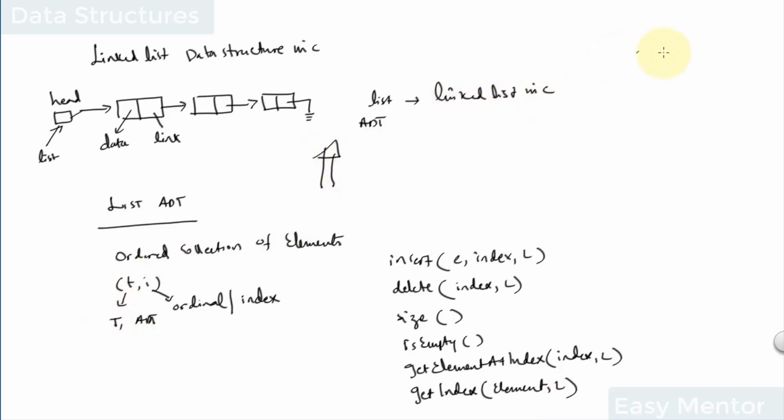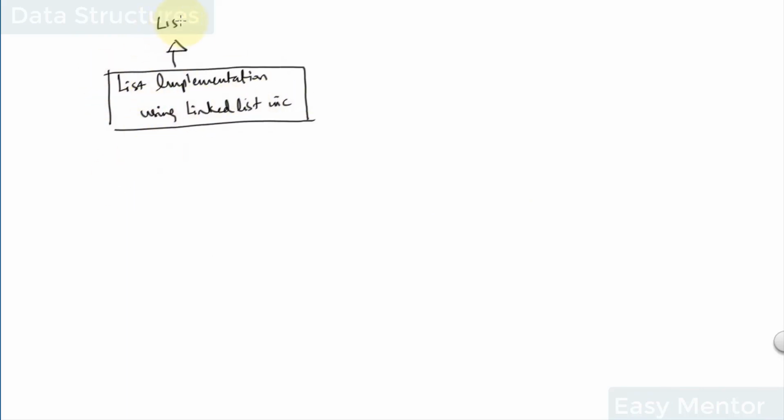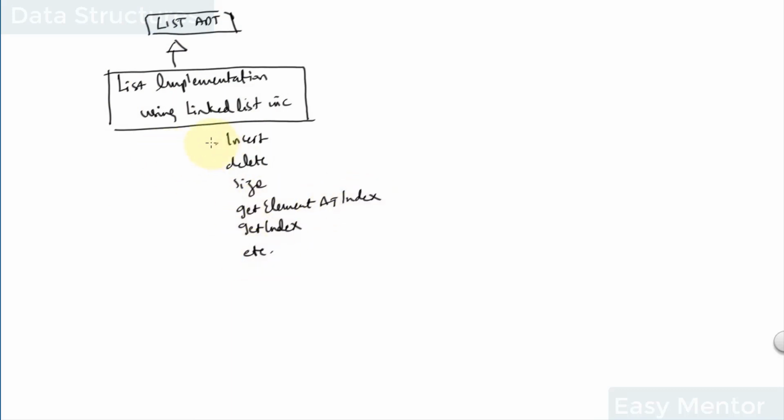So now what we're going to do in this video is implement the stack ADT using linked lists in C. To do that, I'm going to implement stack on top of the implementation of the list ADT using linked list. We had already implemented list using linked list in C. This implementation was for the list abstract data type. It implemented functions like insert, delete, size, get element, get index, etc. It defined the data model in terms of the linked lists in C.